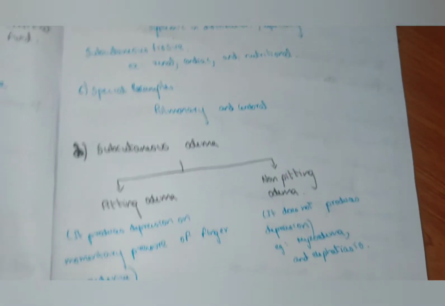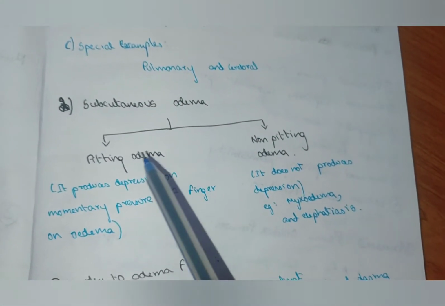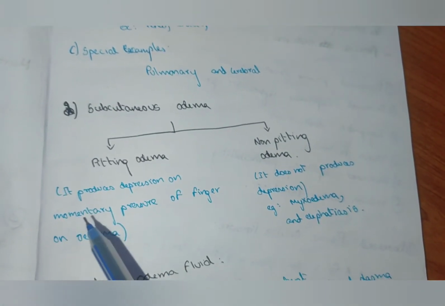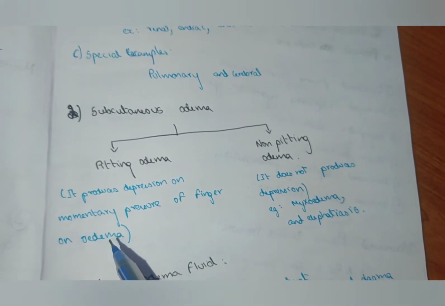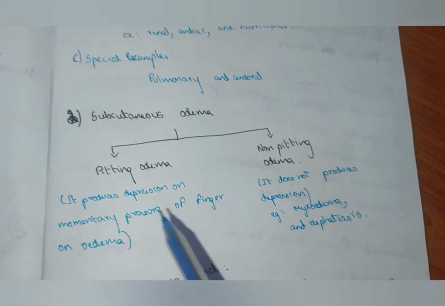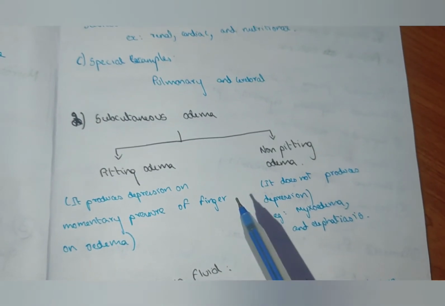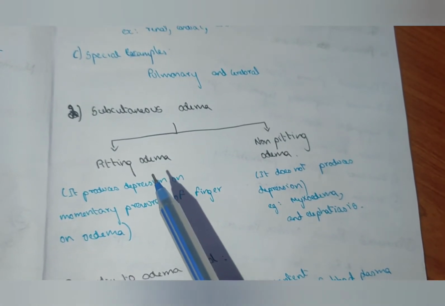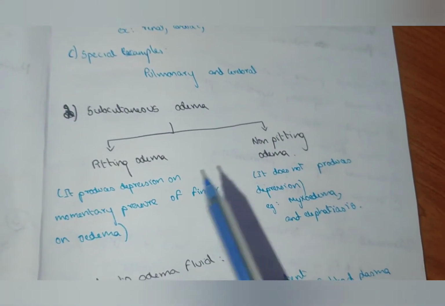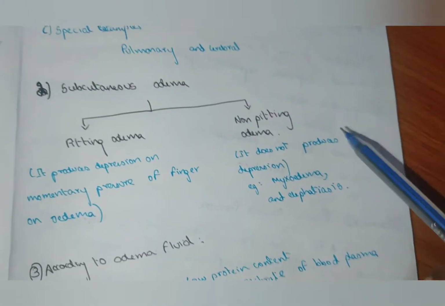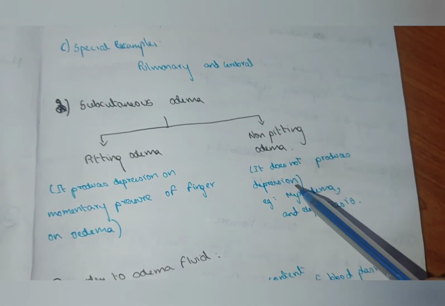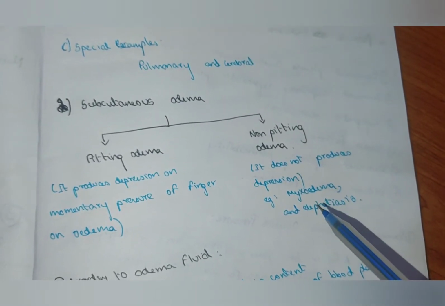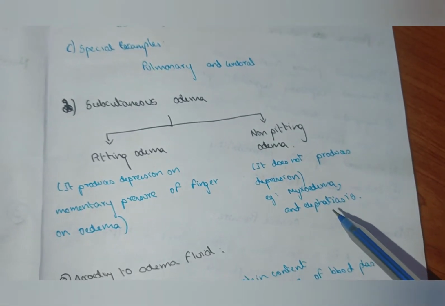The subcutaneous edema is divided into two: pitting edema and non-pitting edema. Pitting edema produces a depression on momentary pressure of the finger on the edema. When the pressure is applied, there is a depression for a few seconds and then it comes back to the original position. Non-pitting edema does not produce the depression. Examples are mixed edema and elephantiasis.